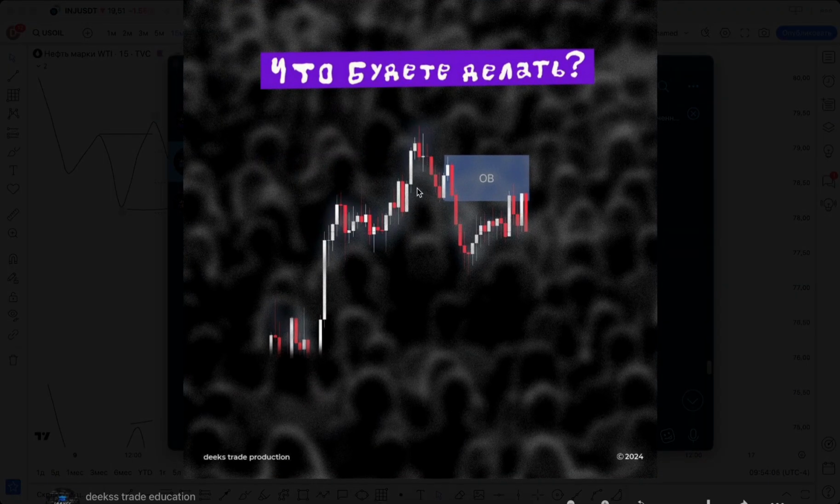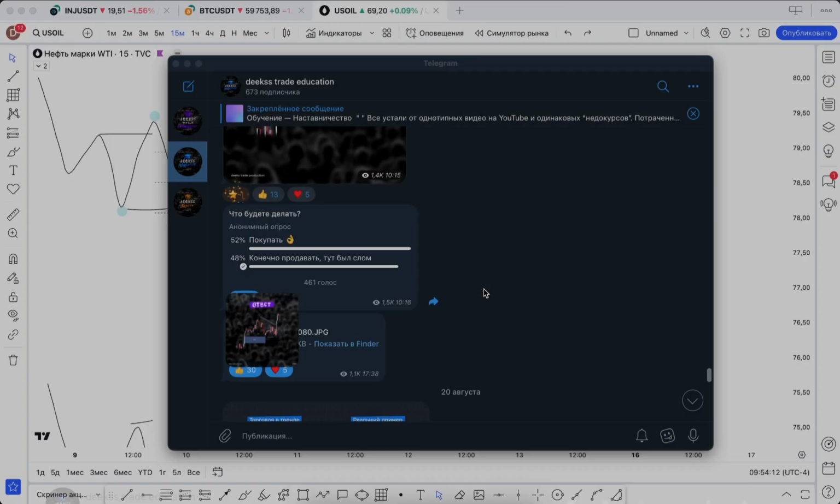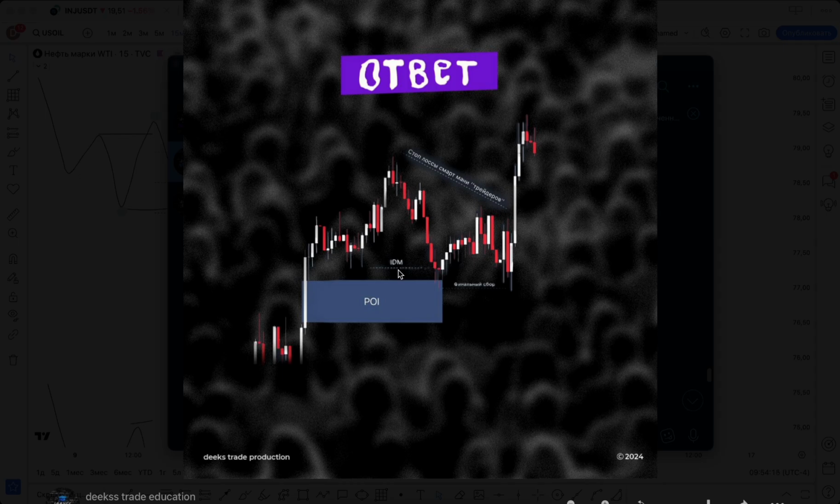What will you do? The price took a break. There is a block. Will you sell or not? But the answer will surprise you. Why? Because the price took off the inducement and gave an impulse up. Because of the impulse movements, all stop losses are removed.